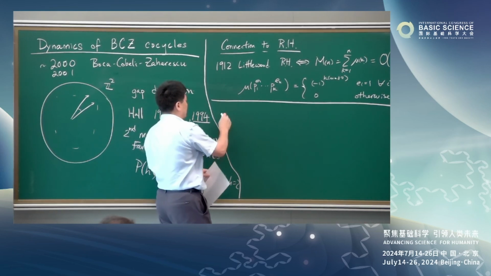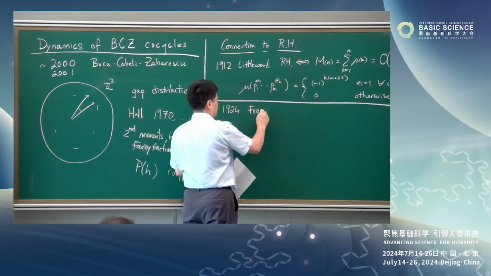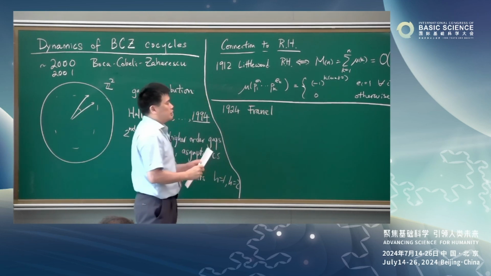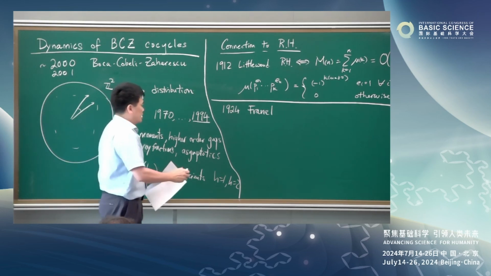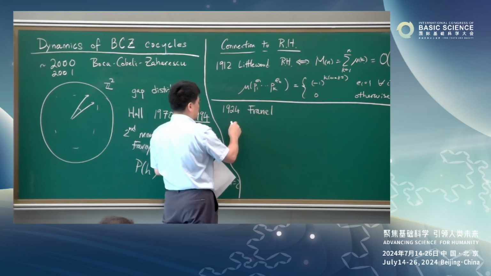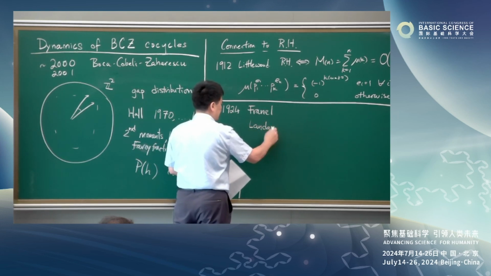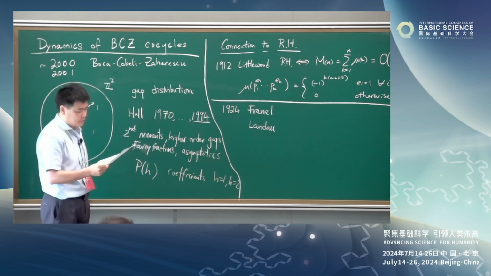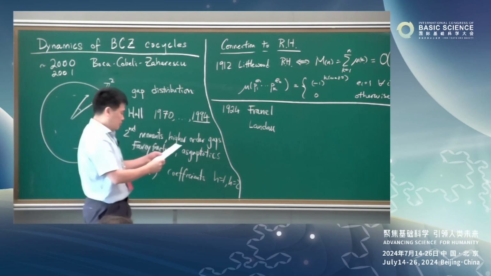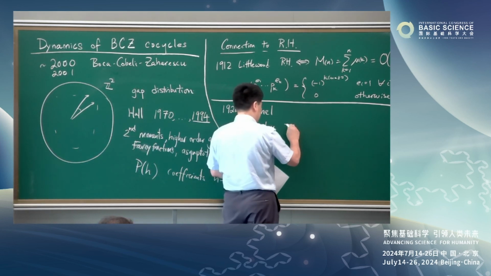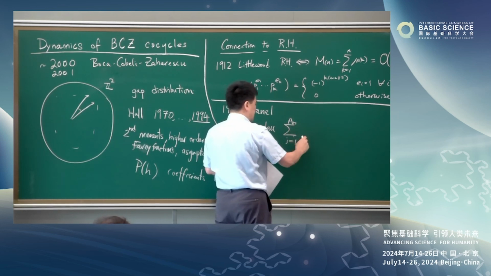Later, Franel gave another characterization in terms of Farey sequences. And in the same journal, after Franel's paper, there's a paper by Landau, which gives another characterization of the Riemann hypothesis. And I'm going to write down Landau's first. So Landau says, we take the Farey sequence of level n.